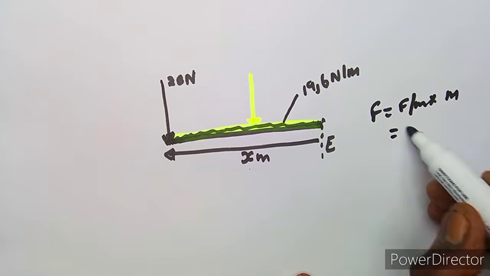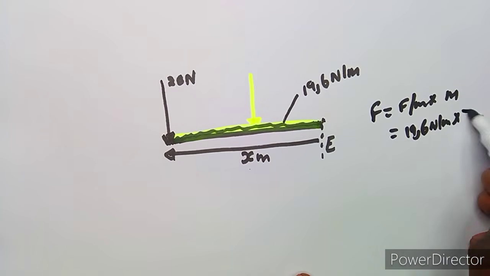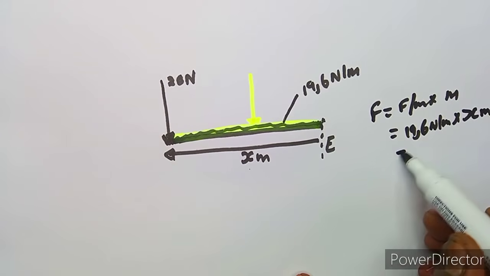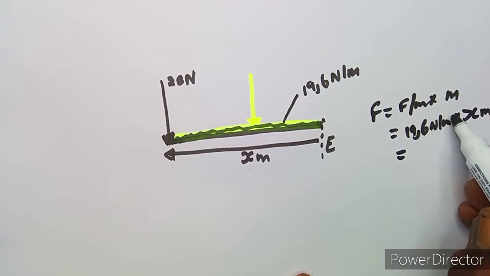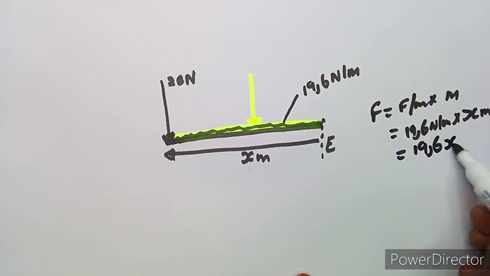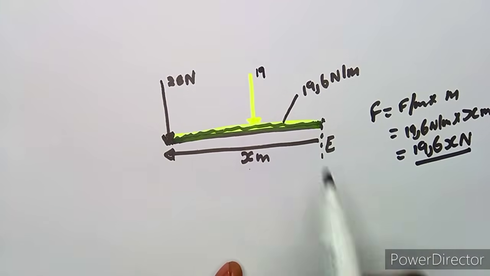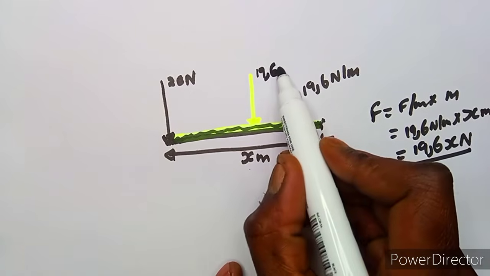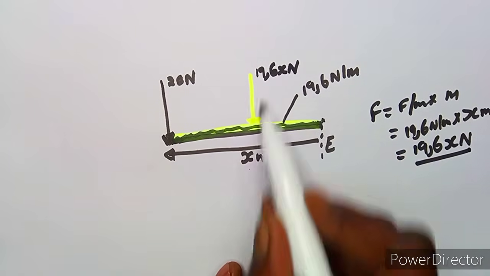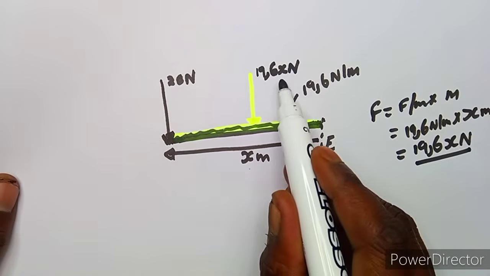So the force per meter, 19.6 Newton per meter, times the distance of x meters is going to give us the force, which is going to cancel this one, which is 19.6 times x, which is x in Newton. So which means there is a force here in terms of x, which is 19.6x Newton going downwards like that. So now we can formulate an equation to calculate the value of x.